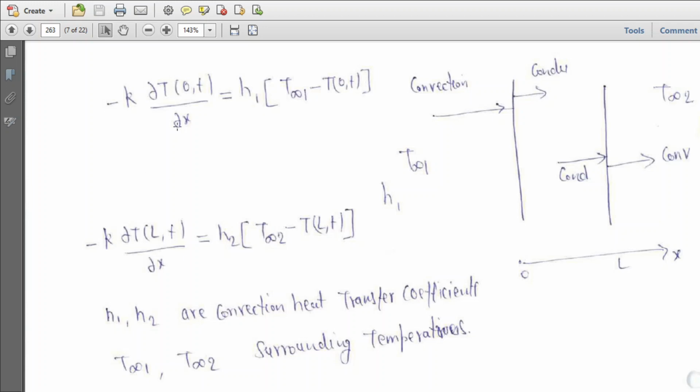So at x equal to 0, minus k ∂T/∂x at x = 0 equals h1 (T∞ minus T0) at this side. Now at this end, whatever conduction flux is here, the same should be balanced by the convection flux on this side. So minus k ∂T/∂x at L should be equal to h2 (T∞ minus TL) at this side.